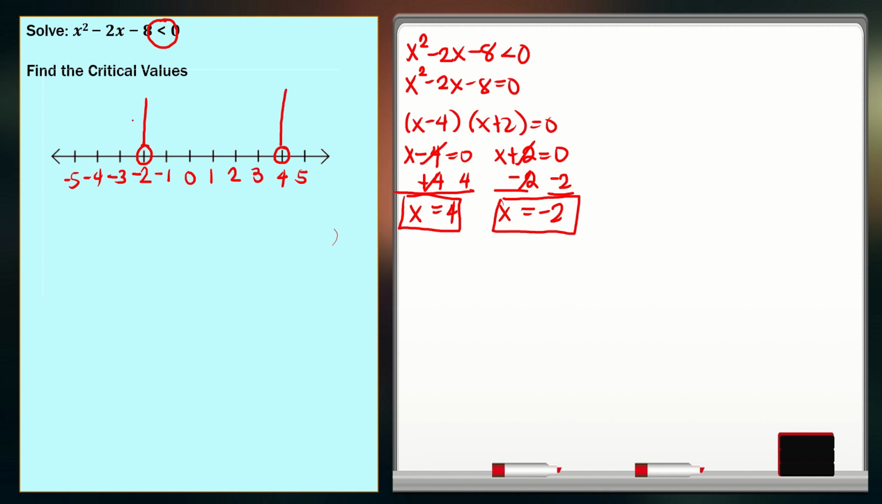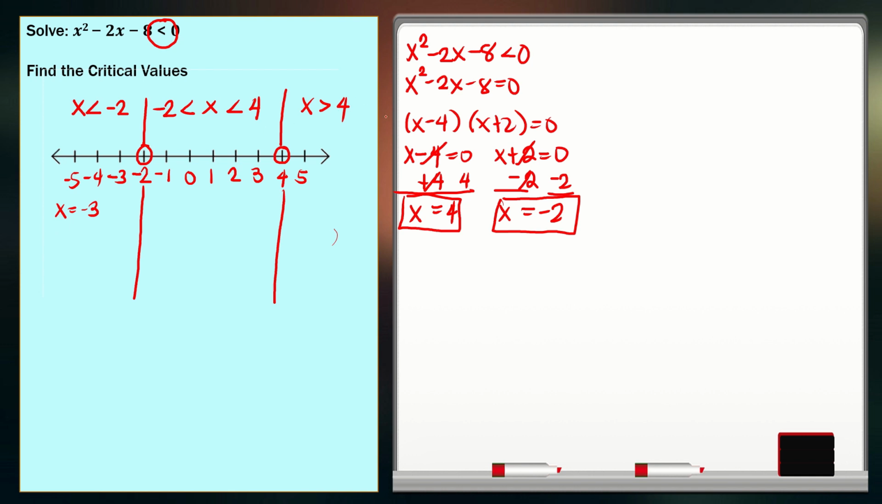Region 1 has the numbers less than negative 2. In inequality, that's x is less than negative 2. Region 2 has the numbers between these critical values, so x is greater than negative 2 but less than positive 4. And to the right are the numbers greater than positive 4, so x is greater than 4. Then we will get test points from these regions. Let's say in region 1, we're going to use x equals negative 3 as our test point.